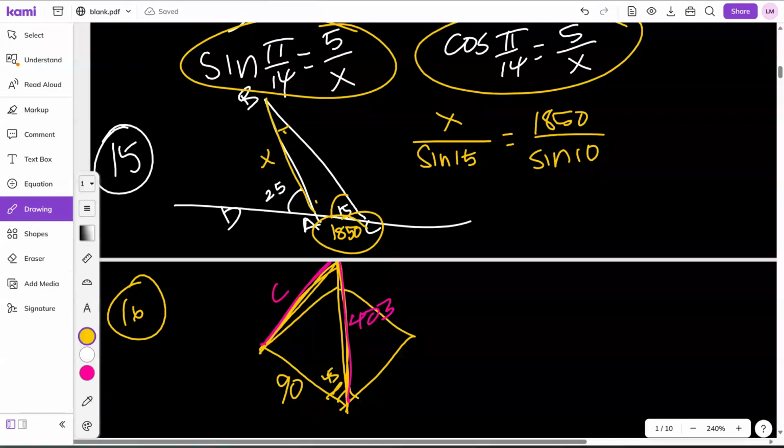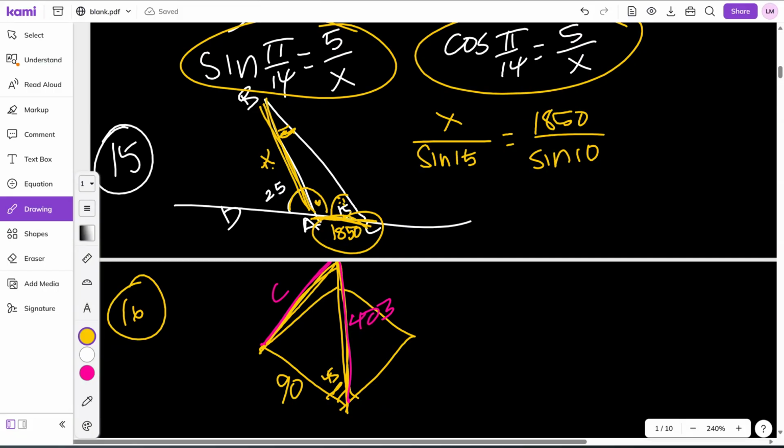15 is law of sines, and so because it's not a right triangle, they're asking me to find this side length. They gave me 1850 for the side AC. They gave me 15 degrees. I can find this angle by 180 minus 25. Then I can add these two together, subtract from 180 to get this one. I need this one because law of sines, I want the angle in its opposite side. So this is the one I'm trying to find, x over sine 15.